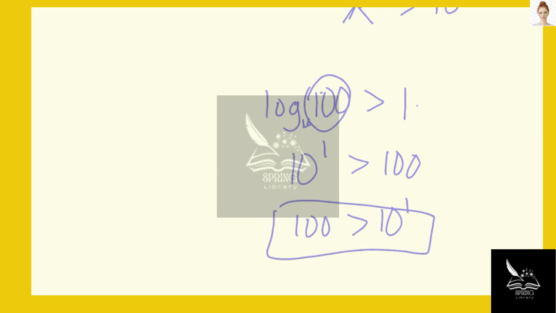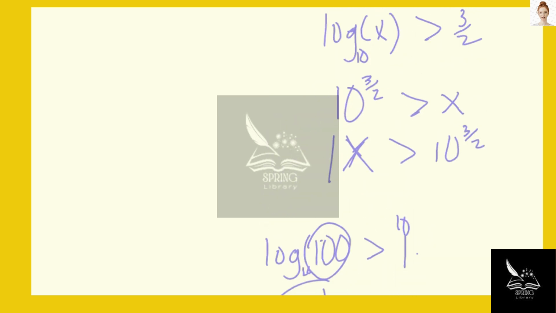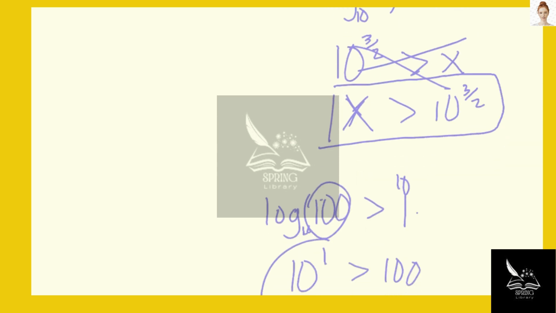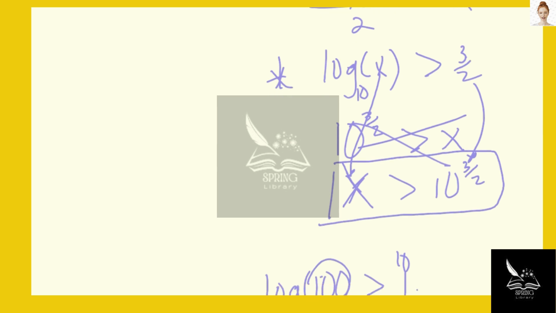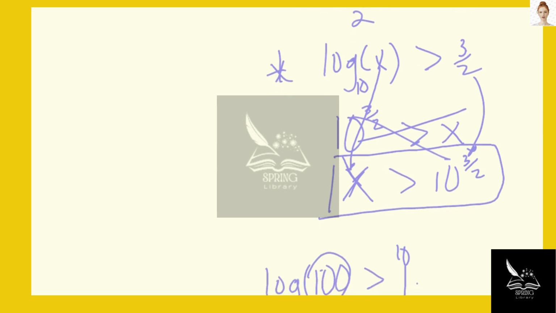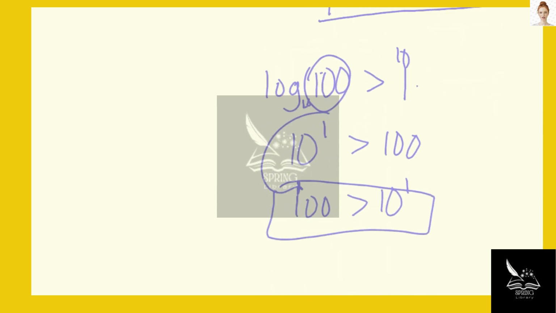We want to put the argument here, and we want to put the 10 to the power up here. So this is the value that we want, not this one. So when we get out of this logarithmic inequality and rewrite it as an exponential, we want to leave this argument right here, that x, and then rewrite 10 to this power and put it over on the other side. So we know that means x has to be bigger than 10 to the 3/2. Hopefully that's helpful.